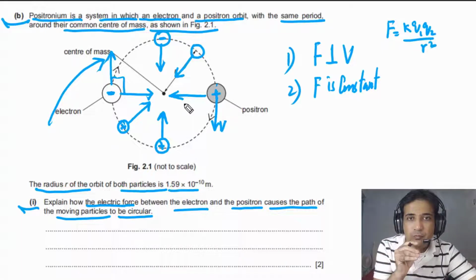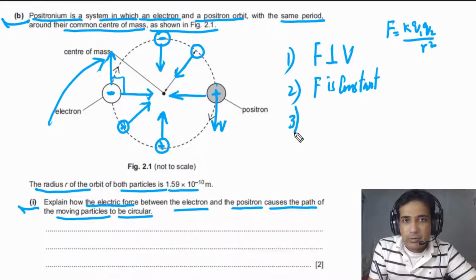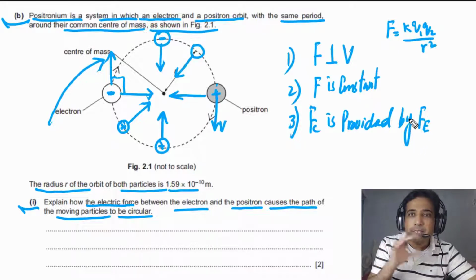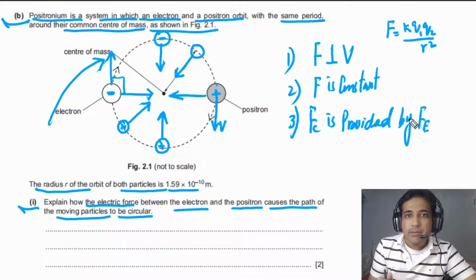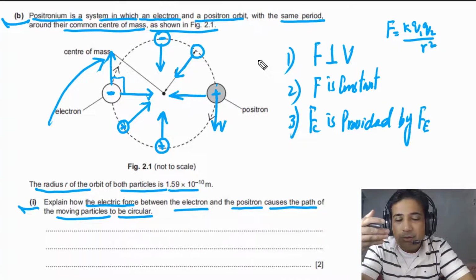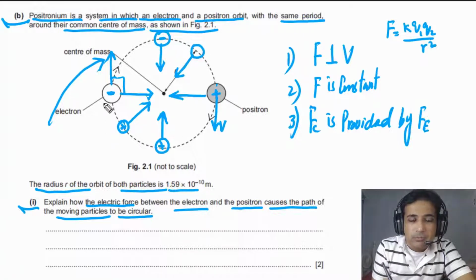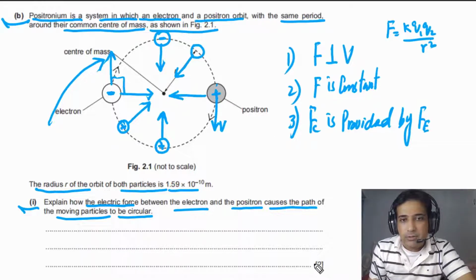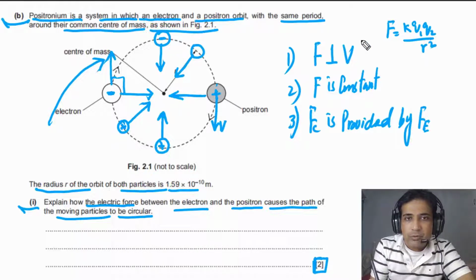We can also write down in this case, centripetal force is provided by electric force. Centripetal force is provided by electrical force. And electrical force is constant, so it means centripetal force is also constant. And these are the conditions for uniform circular motion. So that's the reason these particles will move in a circle, or they will do circular motion. And these points only we need to write down to answer this question. This question has 2 marks. If you write down these 2 points, you will get 2 marks.